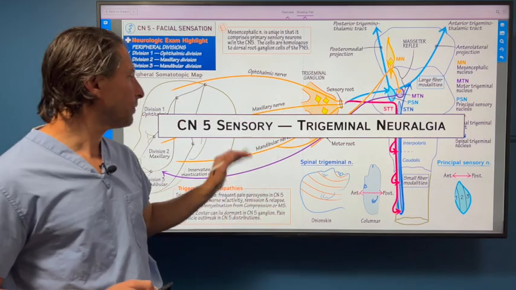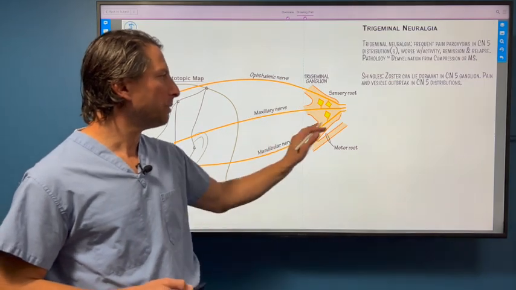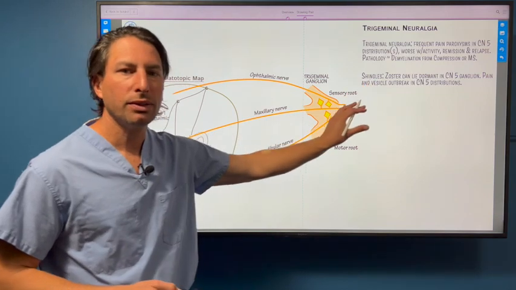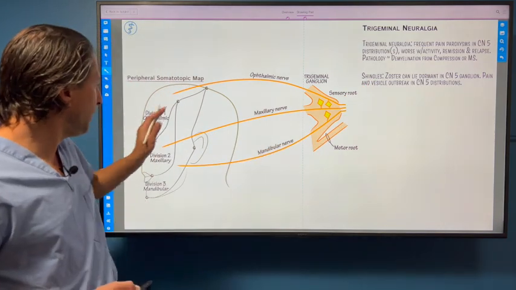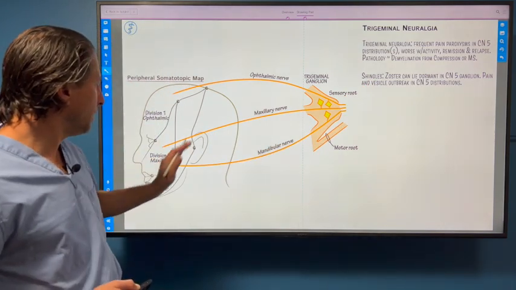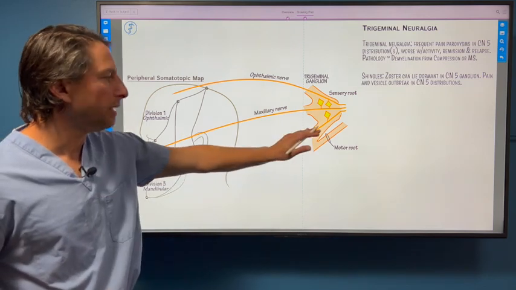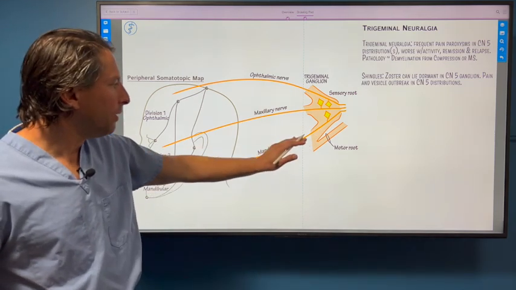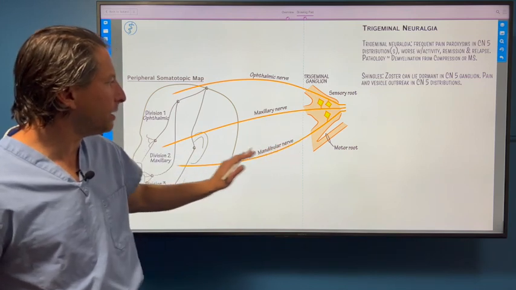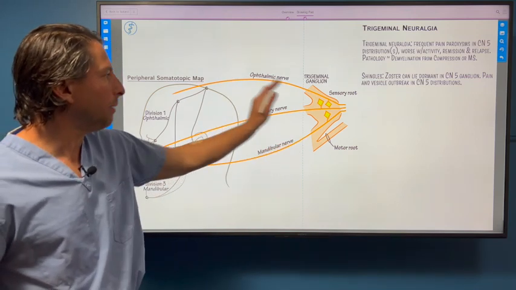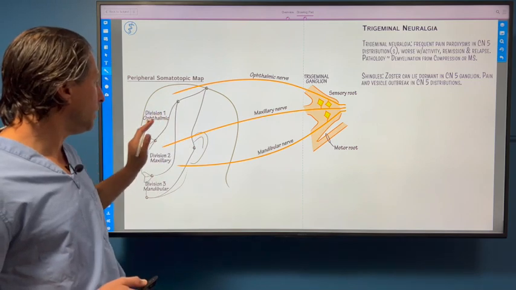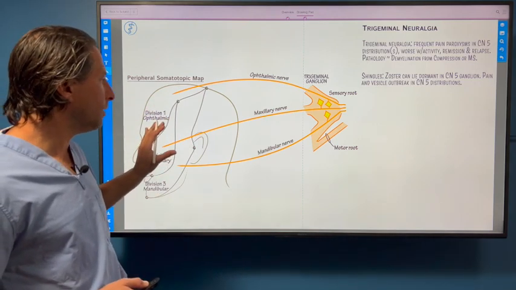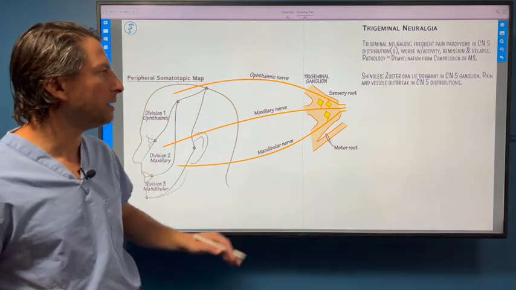So lastly, let's walk through cranial nerve 5 sensory, the trigeminal neuralgia. Really all I want to point out is that these different anatomical divisions can really help you localize the fact that you're dealing with a lower motor neuron, cranial nerve 5, trigeminal nerve distribution abnormality, and you can use this pattern to help point towards that localization.